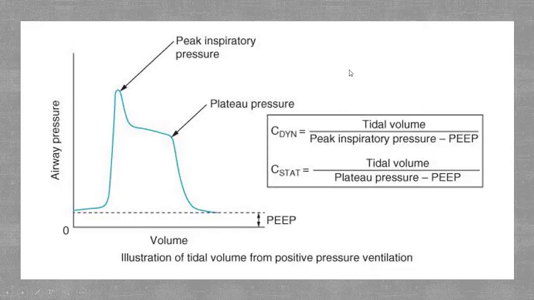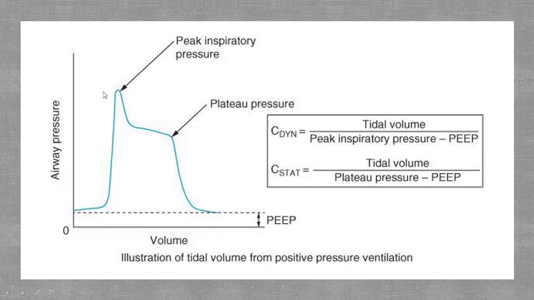So this has a mathematical application. This C dyne just means dynamic compliance. The C stat is just static compliance. So the math that we're going to do for this is you're going to be given a tidal volume in milliliters, and then you're going to divide it by a pressure. For the dynamic compliance, you're going to use that peak inspiratory pressure, because that's the one that's with the air movement. So you're going to do peak inspiratory pressure minus your PEEP.